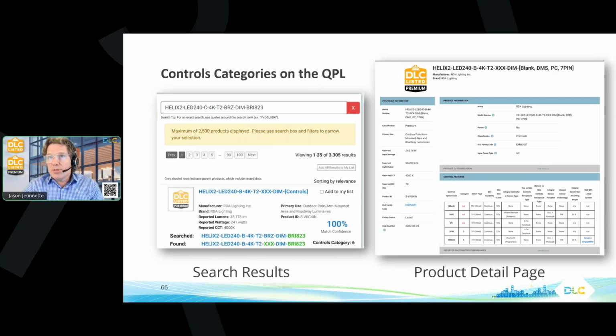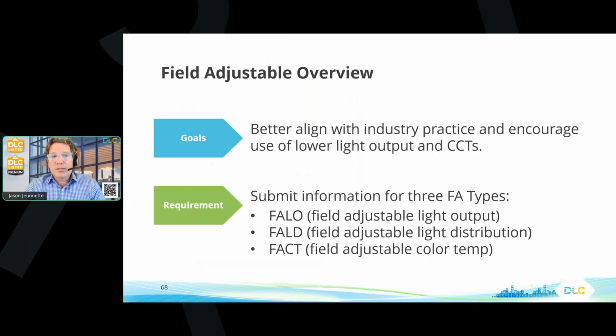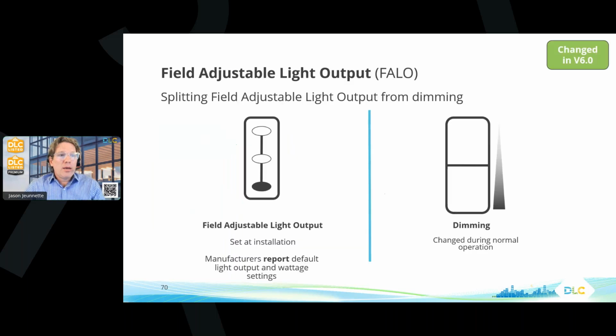We've also made some adjustments to field adjustable products and the information we are collecting there. We have reorganized how we collect and display field adjustable information on the QPL to better align with industry practice and better support this growing category of products. In general, we are defining field adjustable attributes as those that are changed at installation and not changed over the course of normal operation. In version 5.1, field adjustable light output was considered a type of dimming.